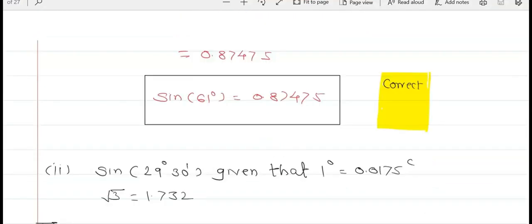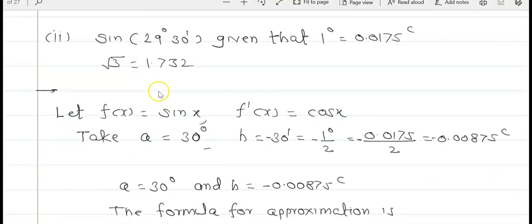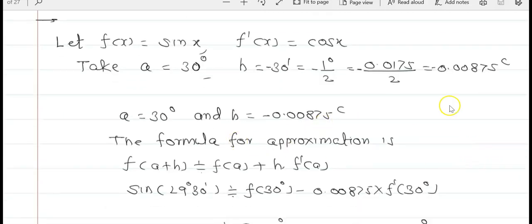Now see this, how it is calculated. Sine of 29 degree 30 minutes, root 3, function f of x is equal to sin x, and its derivative. A is equal to 30, h is equal to minus 30 minutes, 1 degree upon 2. We find out its value, h is equal to minus 0.00875 radian.